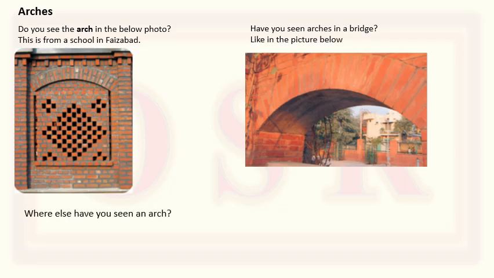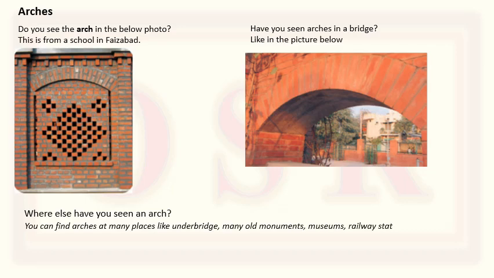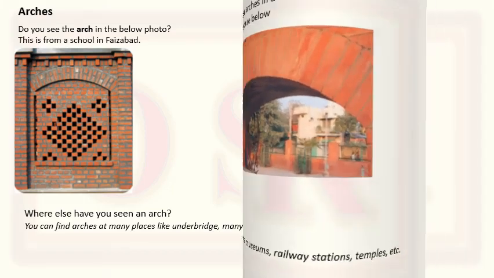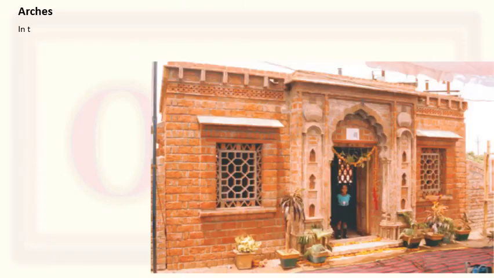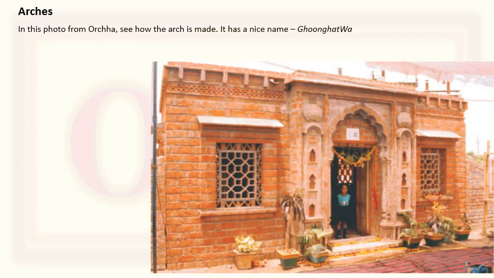Yes, guys, come on, tell me. You can find arches at many places like under bridges, many old monuments, museums, railway stations, temples, etc. Arches. In this photo from Orcha, see how the arch is made. It has a nice name, Ghungat Wali Mehrab, the arch with a veil.